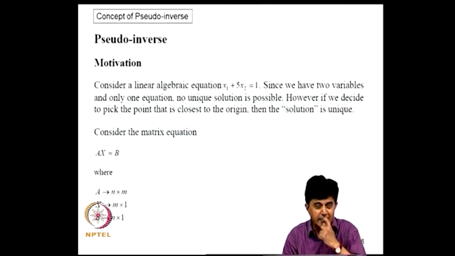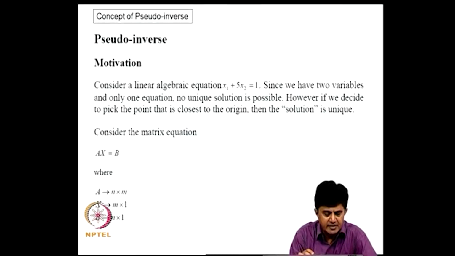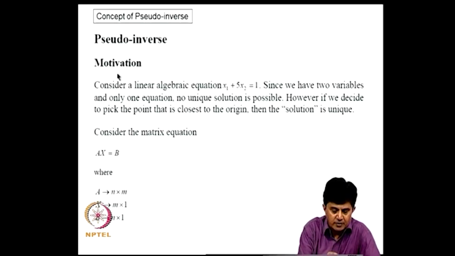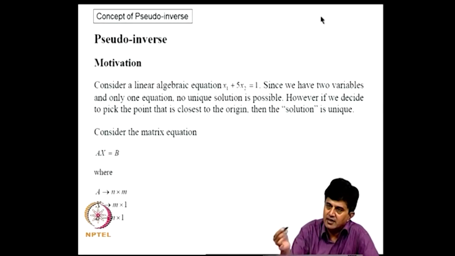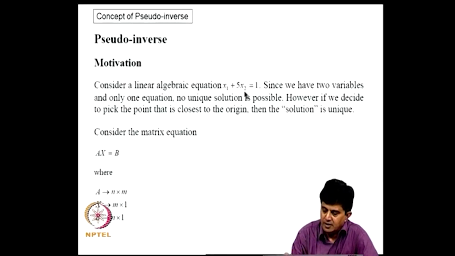Now, let me quickly describe what is pseudo inverse. It is not a thorough discussion, but it tells you what the idea is. So, the motivation is, suppose you consider a linear algebraic equation x1 plus phi x2 equal to 1. So, we have one equation in two unknowns. So, there will be an infinity of solutions. You draw this line, any point lying on that line is a solution to this equation.